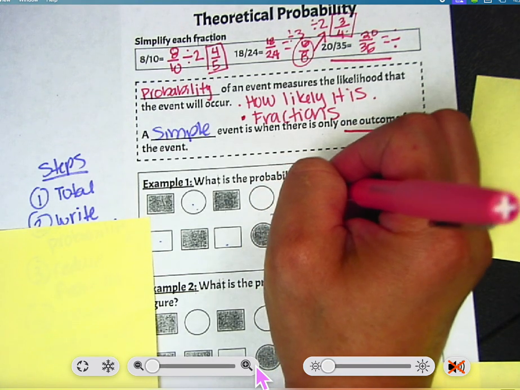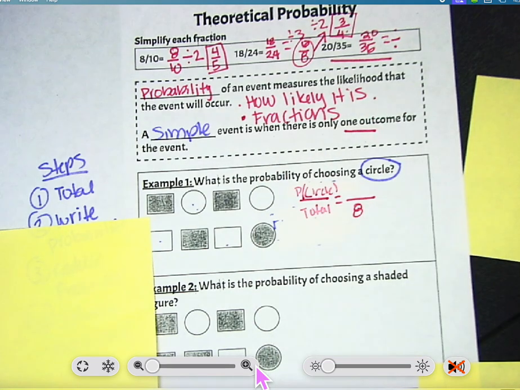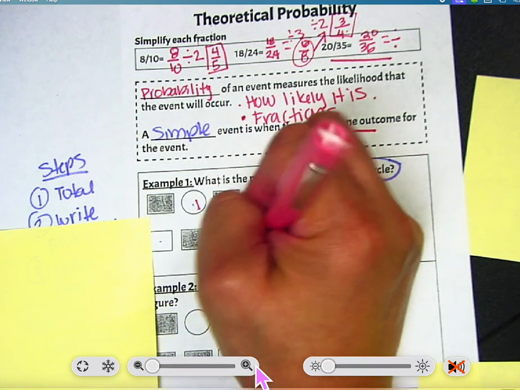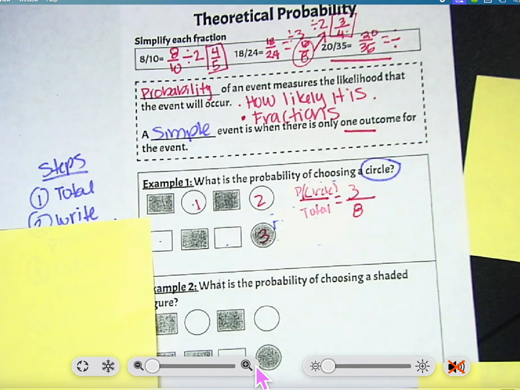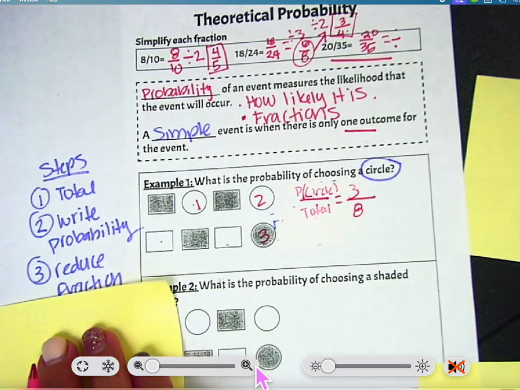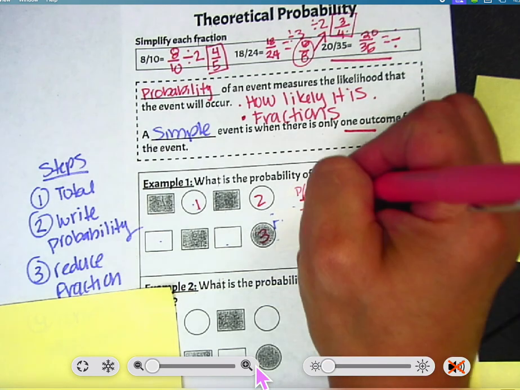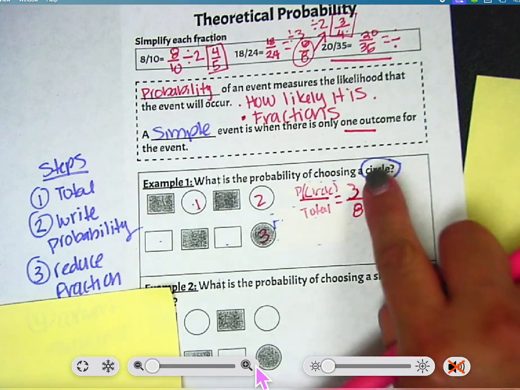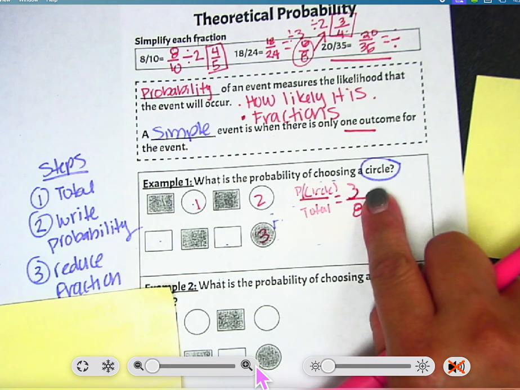So I'm going to write that at the top, put that in parentheses. And how many circles do we have? We have 1, 2, and 3. So the probability that I'm going to get a circle out of all these shapes is going to be 3 out of 8. So we just did 2 steps. Our third step is to see if we can reduce this fraction. Well, it looks like it's already in simplest terms because there's no other numbers I can simplify it to.